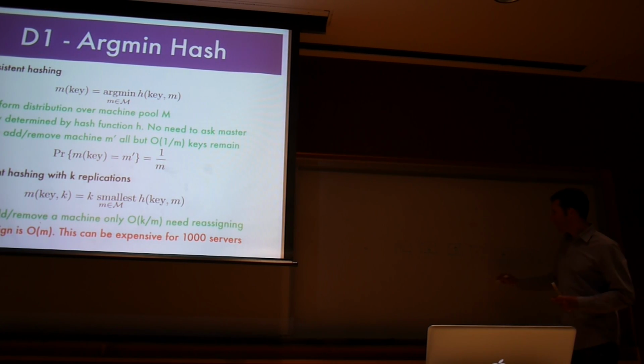Then I'm going to assign it to this machine here, because that has the second smallest key. Now the probability that that machine has the second smallest key is 1 over n minus 1, right? Because these are uniformly distributed. So therefore, the distribution of keys from this machine to any other machine that I need to do in case this machine dies is also uniform.